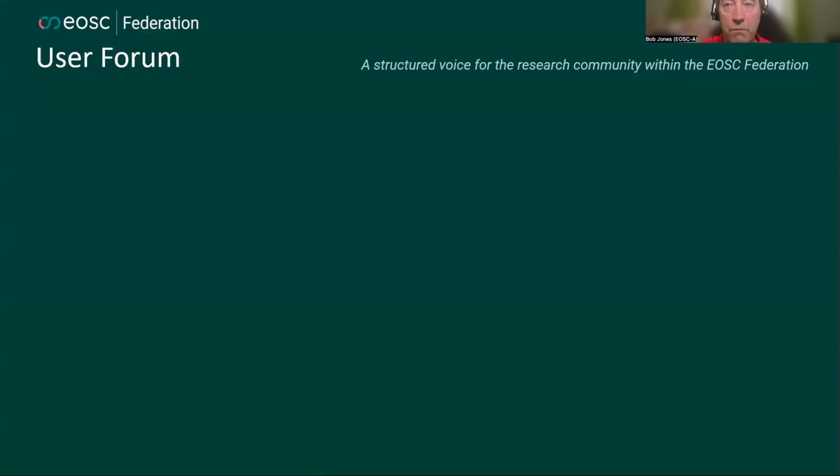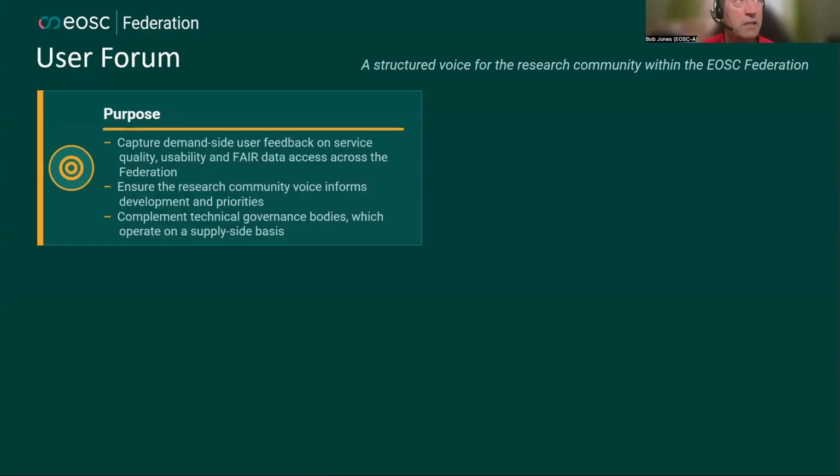But from the use cases point of view, from the end user's point of view, we need to have a user forum in place. And the goal behind this is to capture the demand side feedback on the service quality, the usability, getting access to the FAIR data and so on across the federation, and use that to inform the development and the priorities.